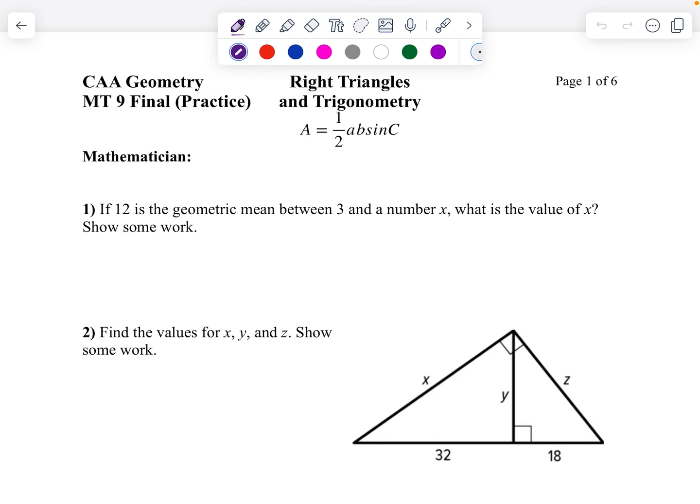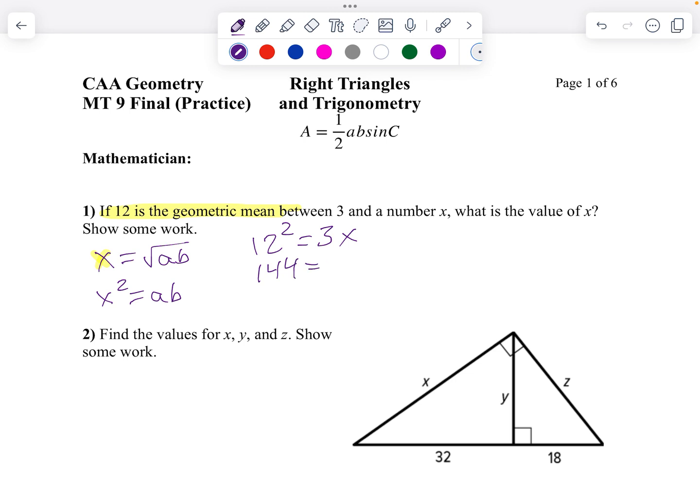On question number 1, we're told 12 is the geometric mean. Since 12 is the geometric mean, that's the one we square, because x equals the square root of AB. Or I like to say it as x squared equals AB. X is 12, so 12 squared. Some of you did it like the geometric mean between 12 and 3, between 3 and a number. In other words, 144 equals 3x.